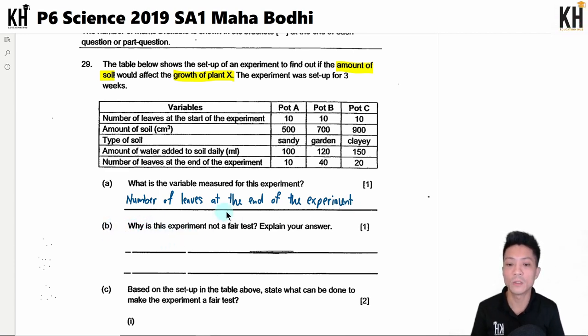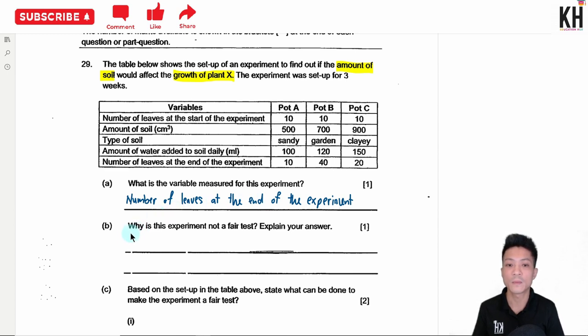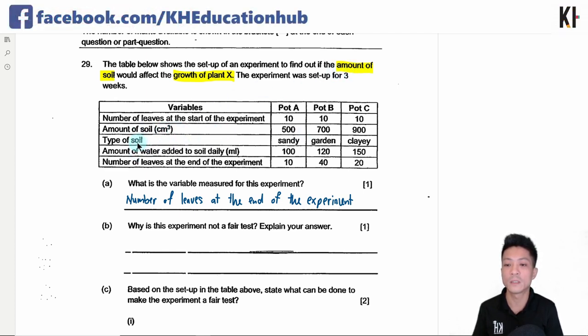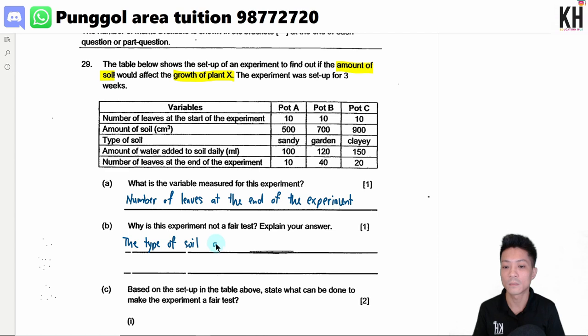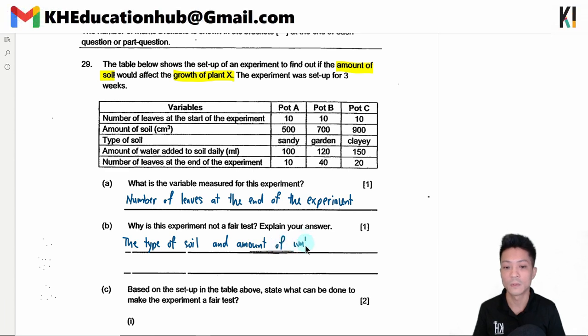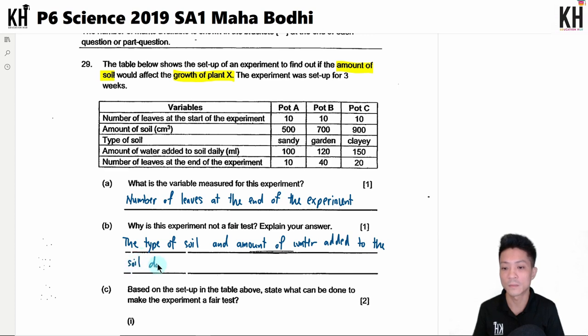Part B, why is this experiment not a fair test? Explain your answer. We've already seen that the only changed variable should be the amount of soil, but the type of soil and the amount of water added to the soil daily are also changed.